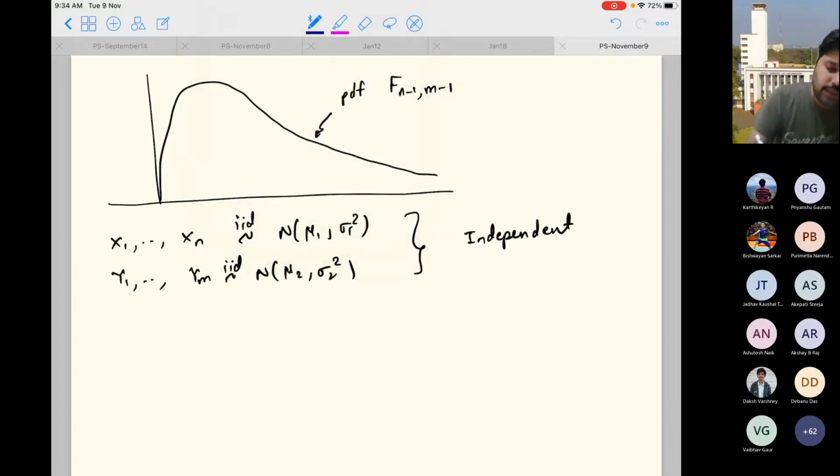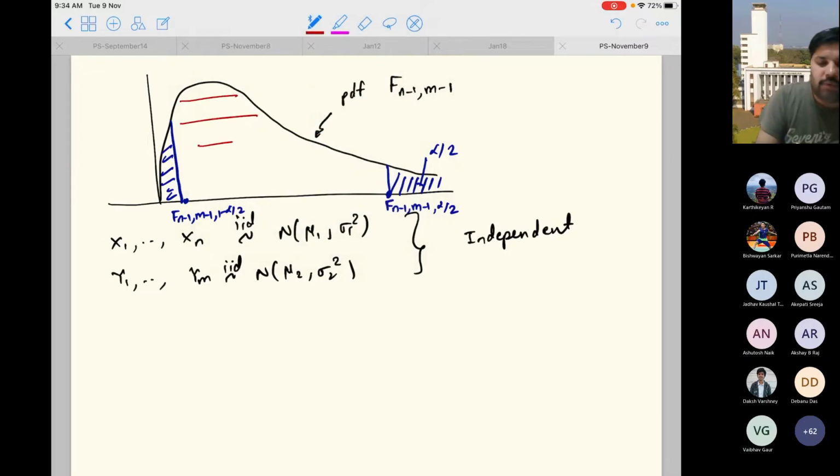Then you can have the percent point here again. So this percent point is F n minus 1, m minus 1, alpha by 2. That means that to the right you have probability alpha by 2. Similarly, this point, because of non-symmetry, is F n minus 1, m minus 1, 1 minus alpha by 2. That means that to the right the probability is 1 minus alpha by 2, to the left it is alpha by 2, and in between you have probability 1 minus alpha.